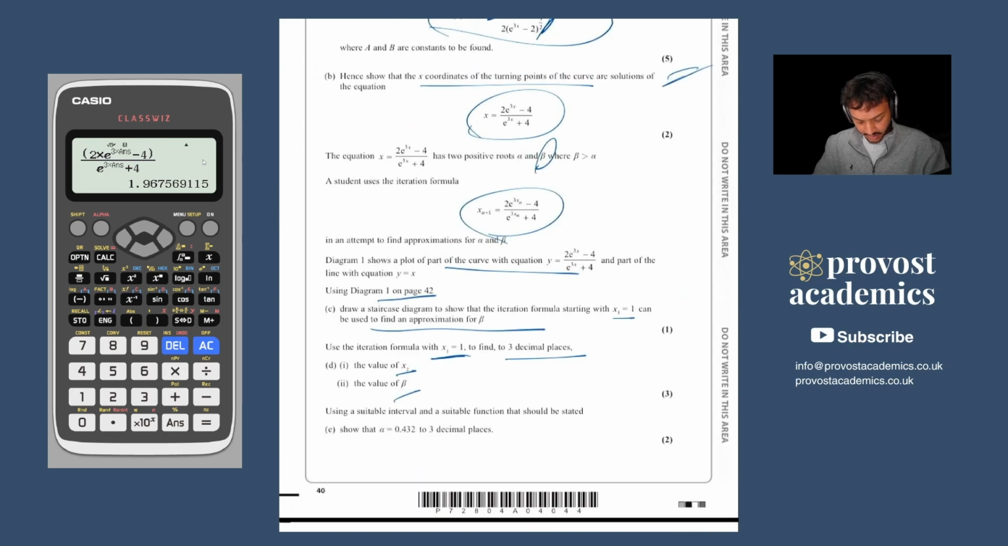Okay, last question. Using a suitable interval and a suitable function, show that alpha is equal to this, to 3 decimal places. So effectively what they're really asking you here is, if you think back to GCSE iteration, we say that a solution exists if the function is continuous and there is a change of sign. Okay, so it goes from either positive to negative or vice versa. Then we can say that there does exist a solution.